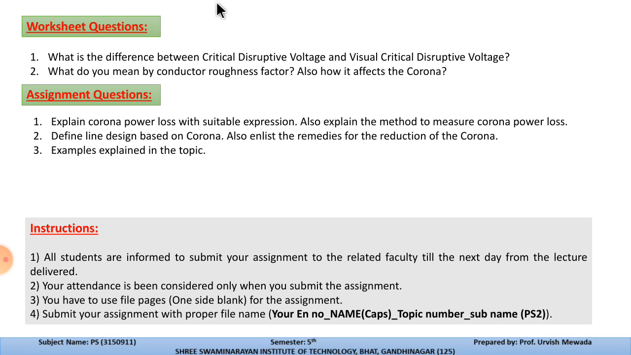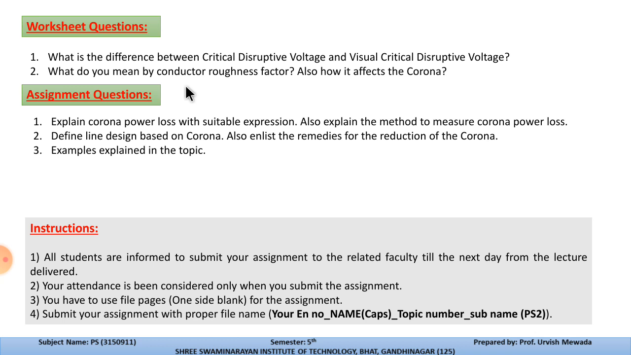Now this is the last session of this topic. Worksheet questions and assignment questions both are written in this slide. First of all, the worksheet questions. First question is, what is the difference between critical disruptive voltage and visual critical disruptive voltage? Then the second question is, what do you mean by the conductor roughness factor, and how does it affect the corona?